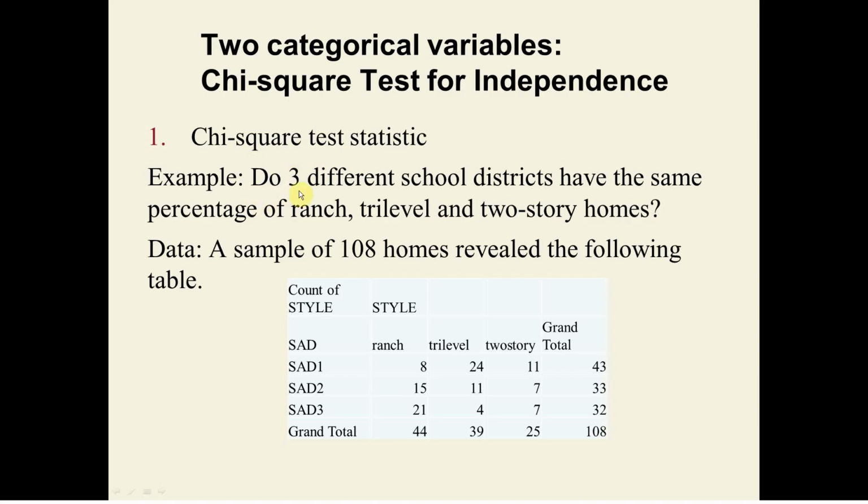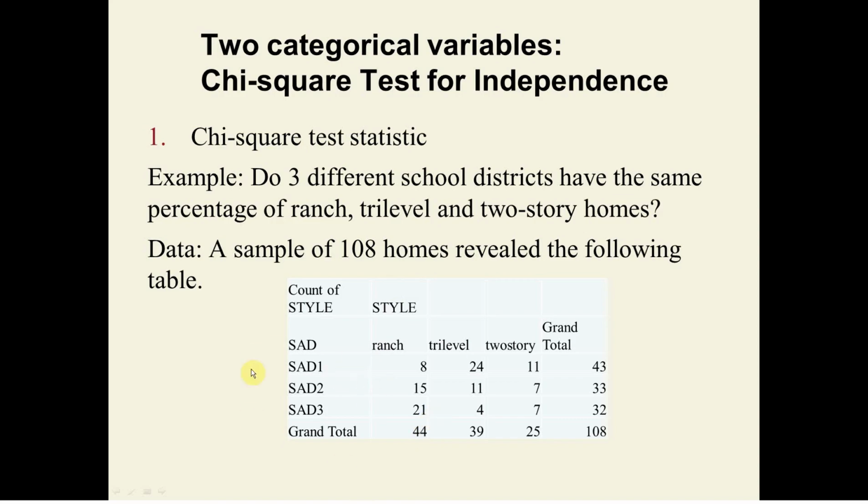Here's an example. Let's say we're looking at our real estate data, and we want to say, do 3 different school districts have the same percentage of ranch, tri-level, and 2-story homes? So how would we figure that out? Well, out of 108 homes, we reveal the following. Let's just say school district 1, 2, and 3.